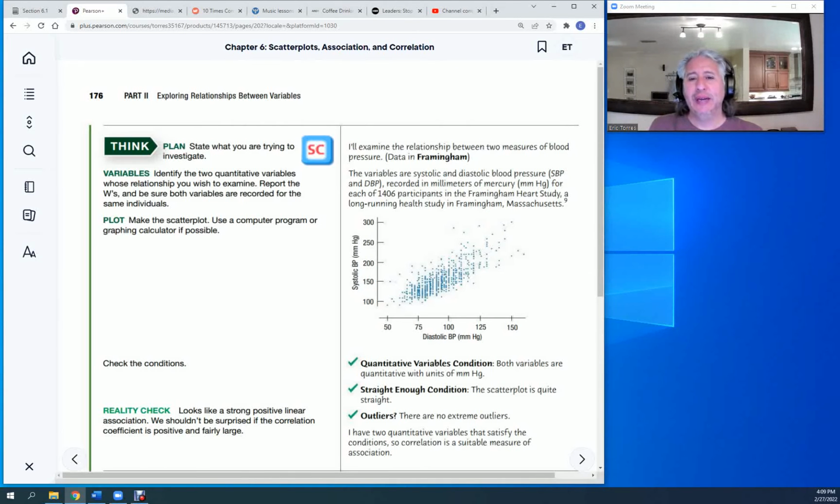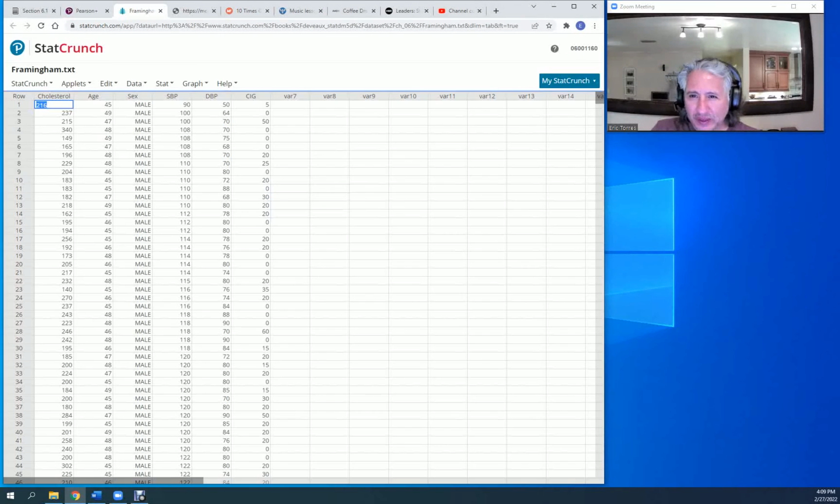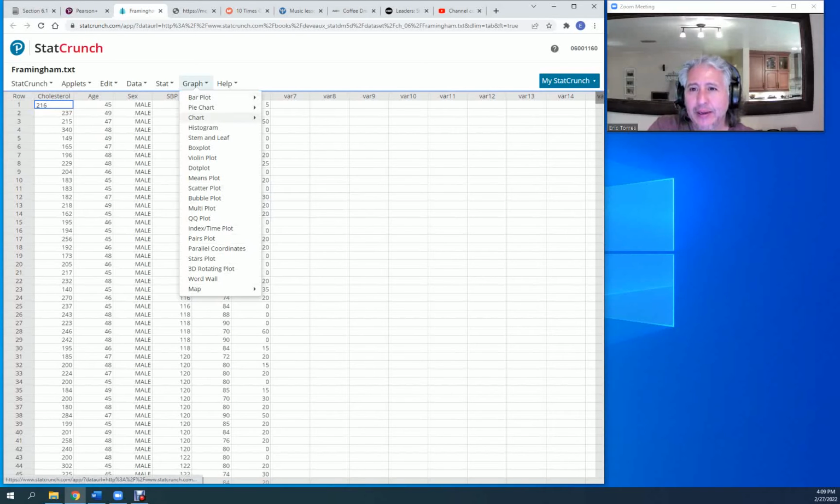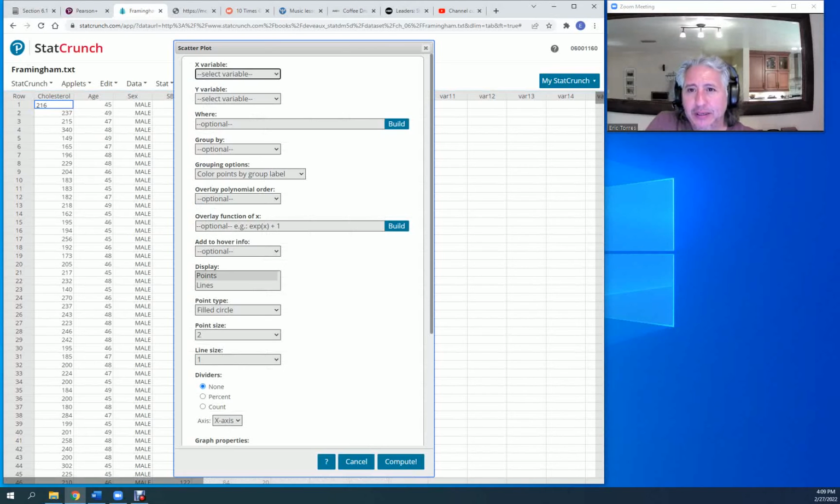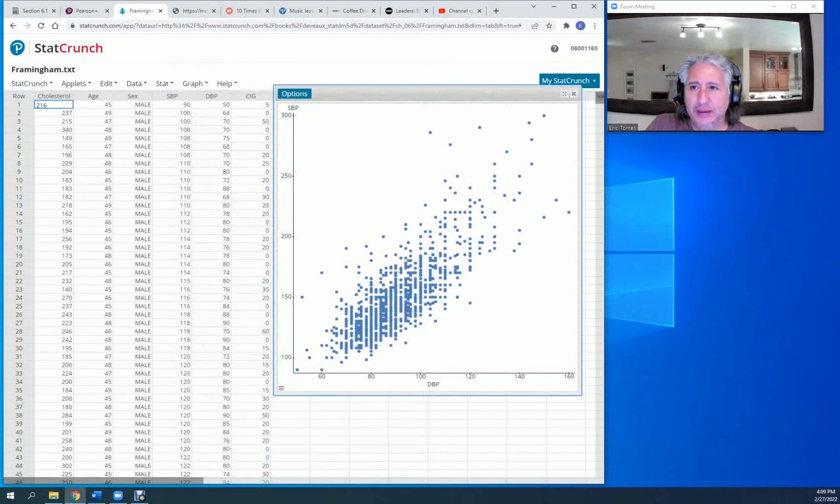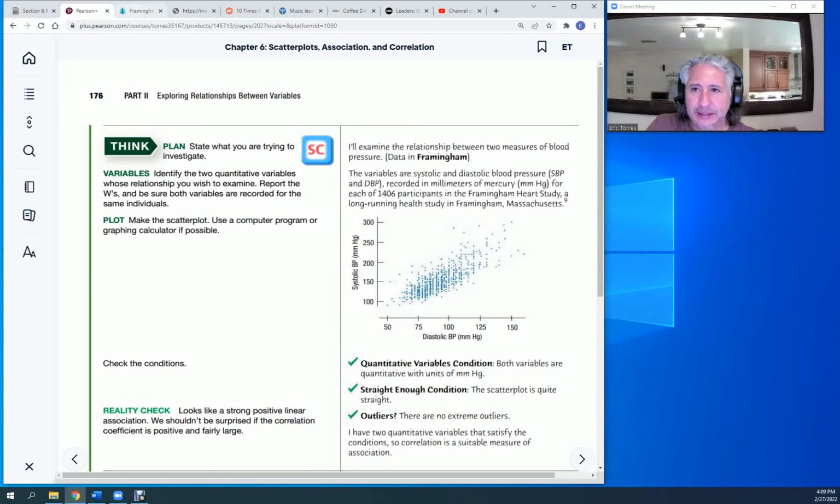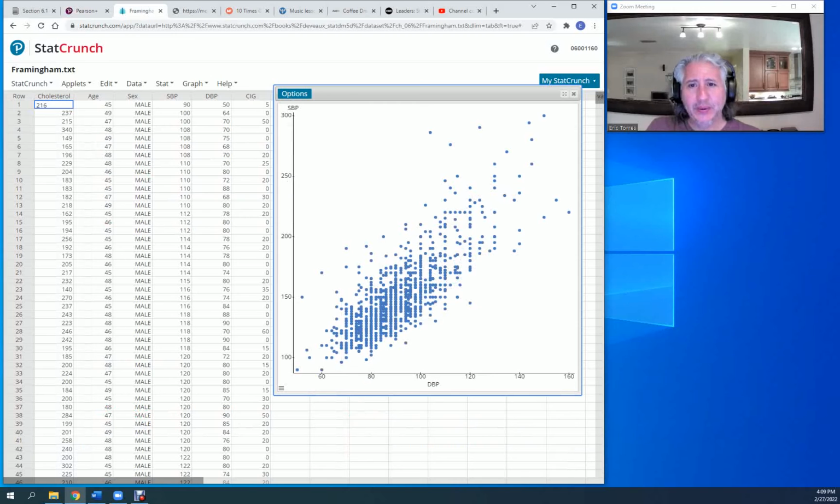We have all of the data in StatCrunch here. Now we want to set up what they're doing in the book, with our systolic being our Y value. So let's do that first. Let's take a look at the graph. And we're just going to do a scatter plot. And our Y was our systolic, and X was that. And let's double check that that was correct. Yes. Okay, so we have the same graph as the book does.